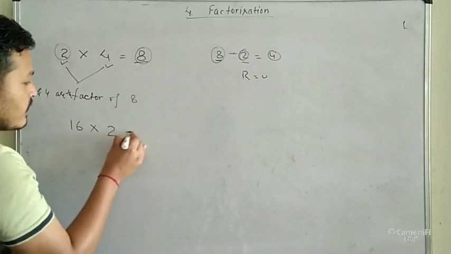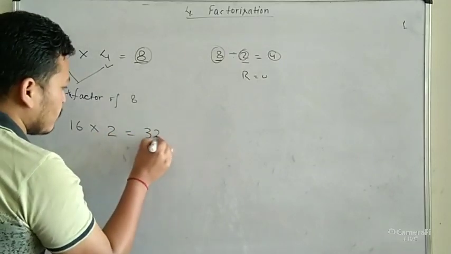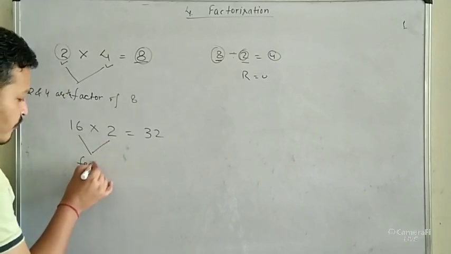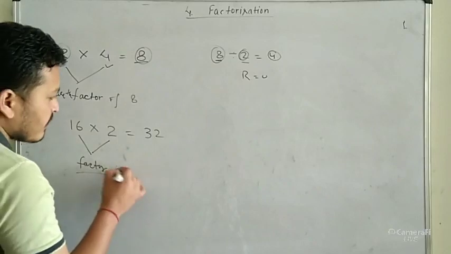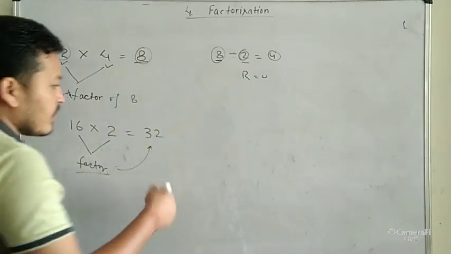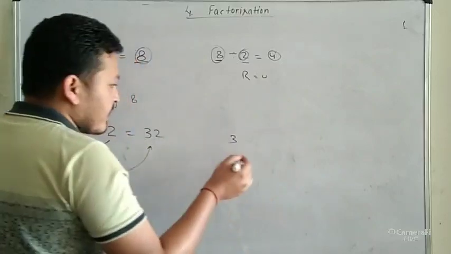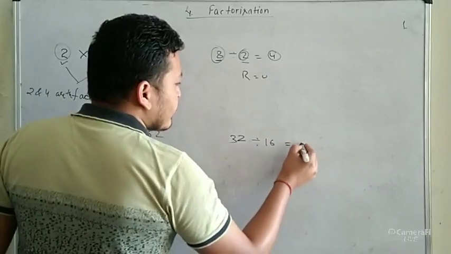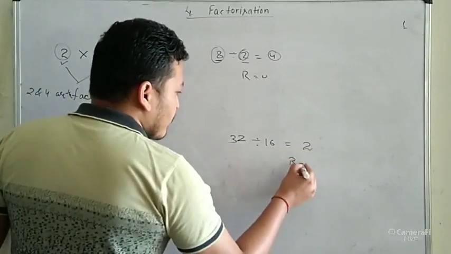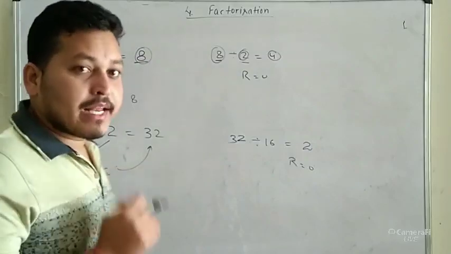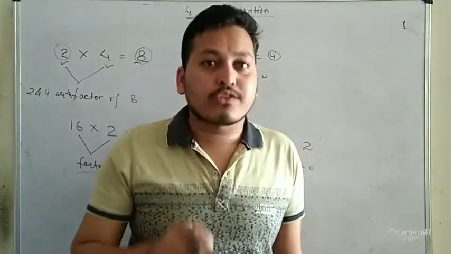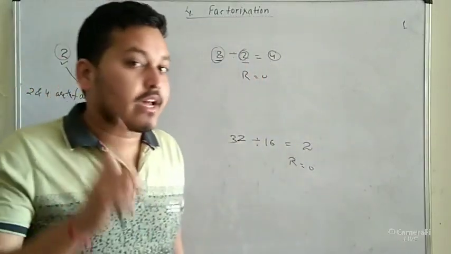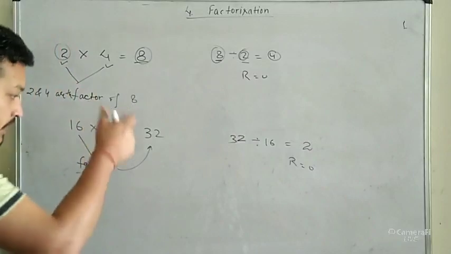Same here, next: 16 multiplied by 2 is equal to 32. So here also we can say that 16 and 2 are the factors of 32. Another way to say it: when we divide 32 by 16, the quotient is equal to 2 and the remainder is equal to 0. When you get the remainder 0 in a division, that divisor, the number by which we divide, is known as a factor of the given number.